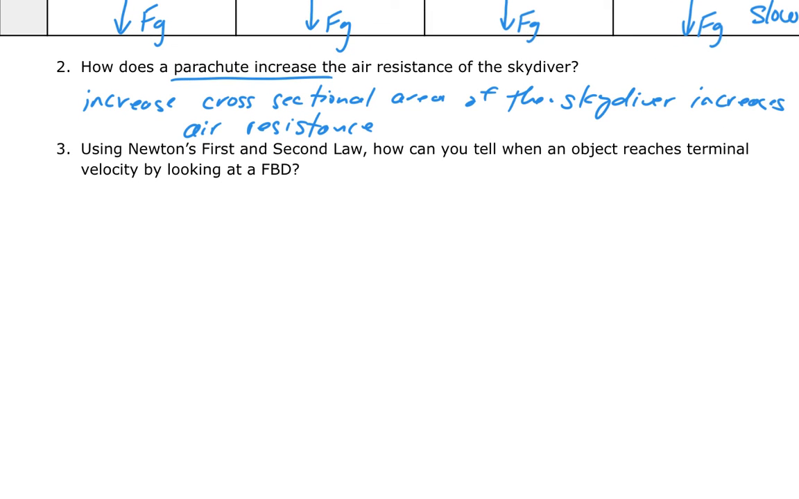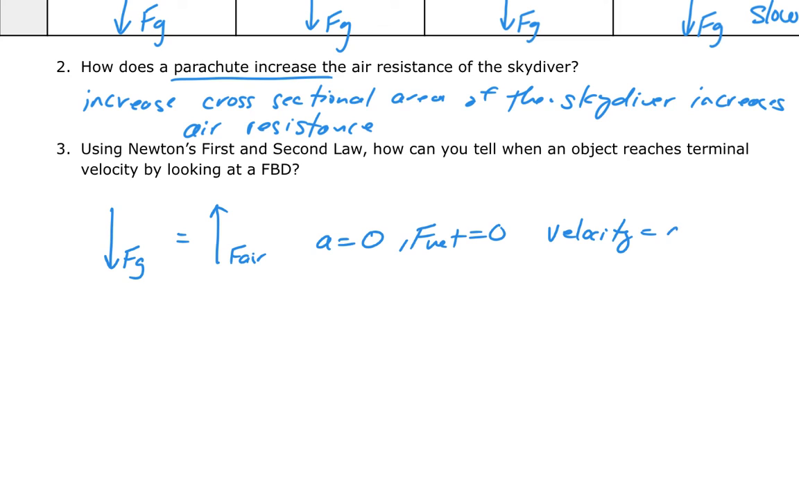Now, how can we tell when an object reaches terminal velocity by looking at a free body diagram? Well, if the force of gravity down is equal to the force of air resistance up, we know that the net force is zero, so the acceleration must be zero and the velocity is constant. That's the definition of terminal velocity.